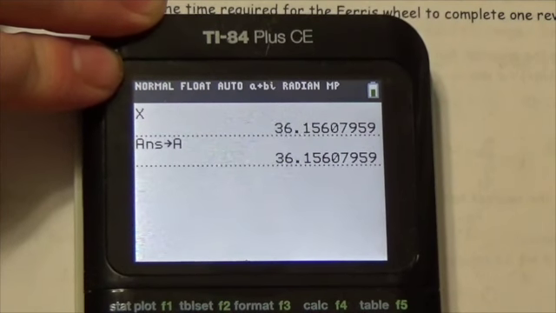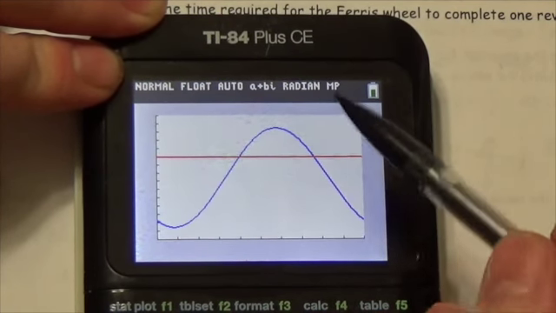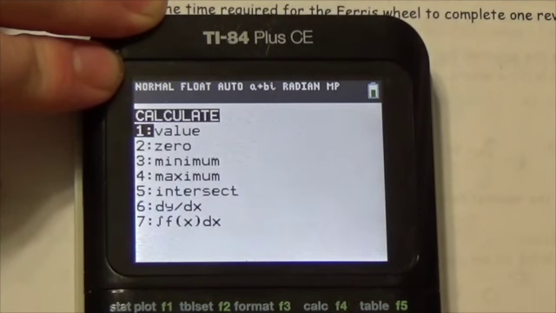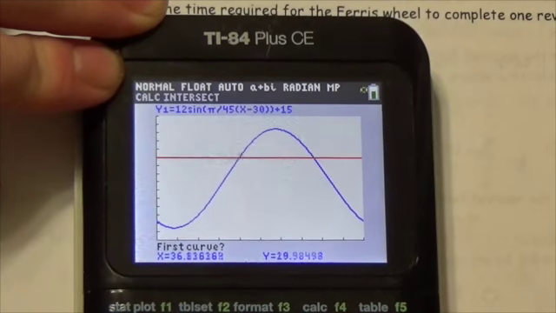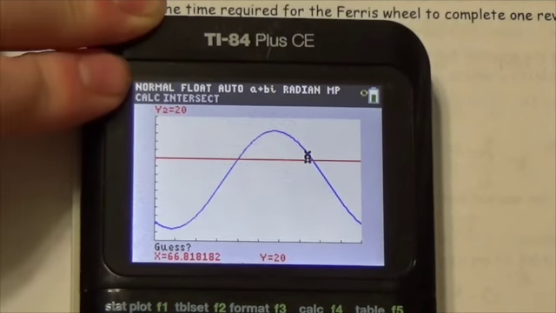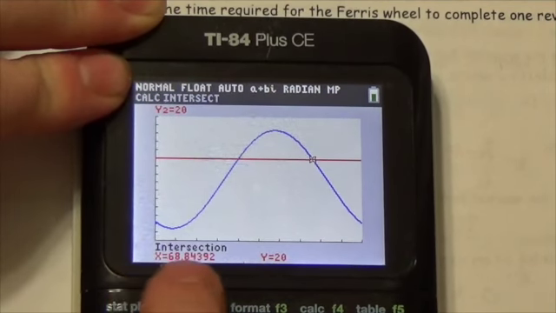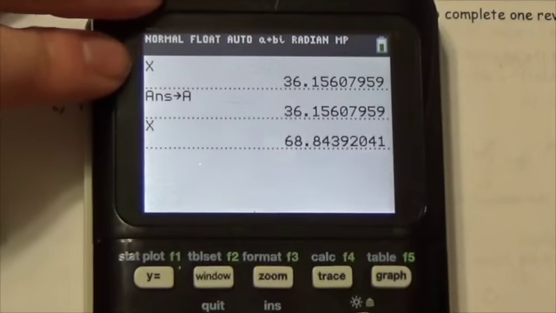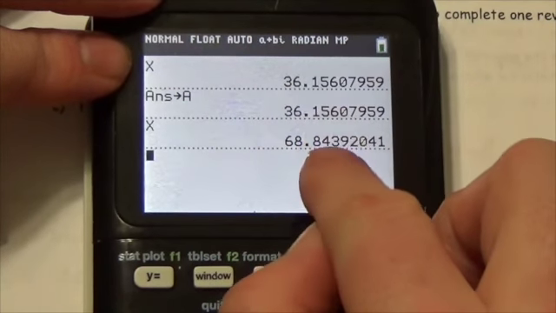Now I'm going to go back to my graph, and I'm going to find that second point of intersection. So second trace to get into the calc menu, go down to intersect, and this time I'm going to move the cursor close to that other point of intersection. Doesn't have to be on it, just close. Press enter, it jumps to the second curve, press enter. It wants to guess this, just press enter, say yes. And then it gets me this number right here. Now I'm going to quit, and again I'm going to press X to see what it is, and it's this 68.